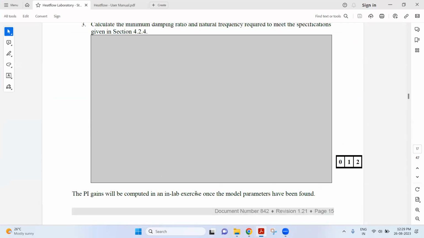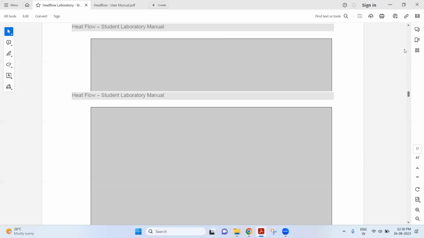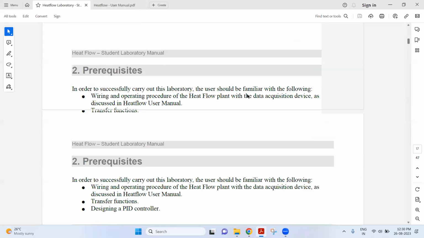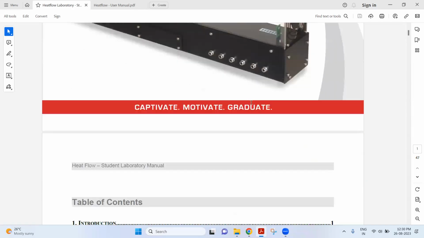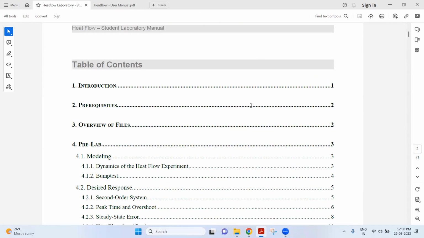Why has this image been blurred? Do you know why it has been closed? I guess they don't want to give you a solution. They want you to calculate and do all those things. Maybe that's why. Okay, because it's a student workbook, isn't it?